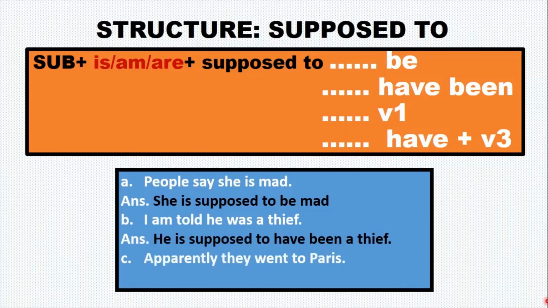And finally, apparently they went to Paris. Remove apparently from the question. Went is past tense, and we change past tense, as you can see in the structure and you can remember in the transformation, into have plus verb 3rd, and the answer is they are supposed to have gone to Paris.